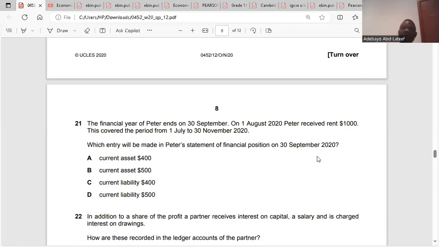Other payables. Yes, you are owing the tenant. The year ends in September, but he has paid for October, November. So October, November in your statement of financial position is a liability. Other payables, yeah. Do you get it now?